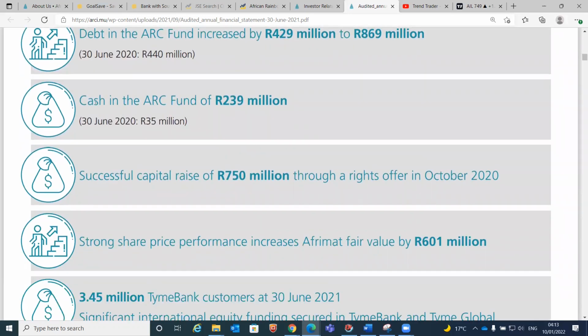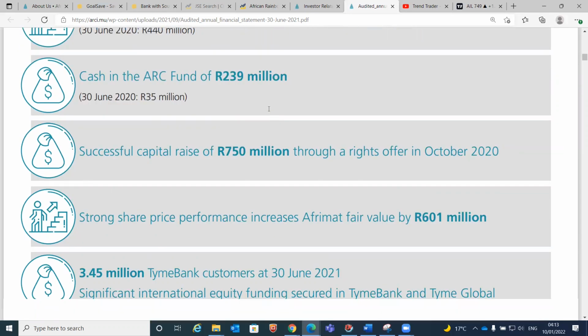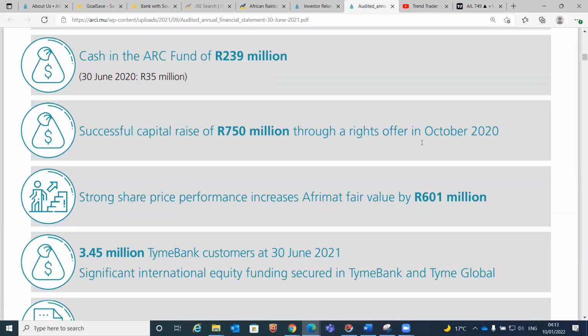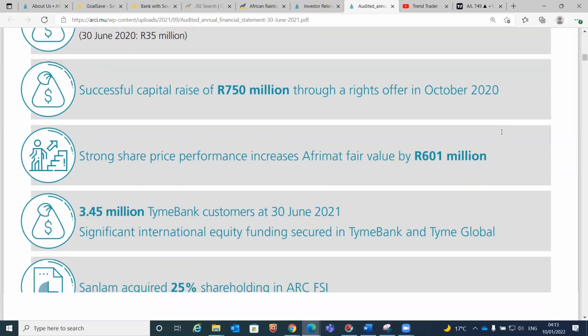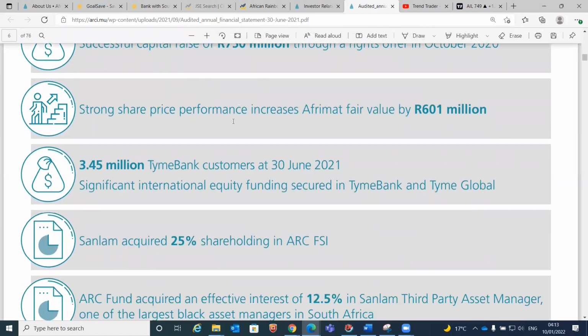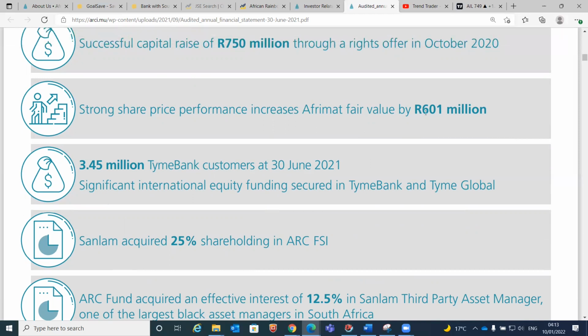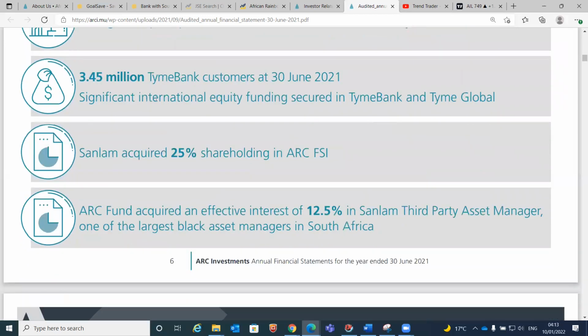But the good thing is that the company does have cash, which is a significant increase from 35 million all the way to about 240 million, right? And then they did a capital raise, which was concluded in October 2020, which is good. And then there's a strong share price performance, an increase in F.I.R.E. F.I.R.E is another company that is performing well on its own. As you can see here, the fair value of F.I.R.E increased to 601 million, which is good. But the star of the day is TymeBank. As you can see, by 30 June 2021, they had about 3.45 million.